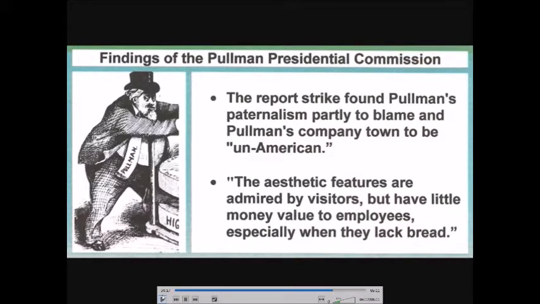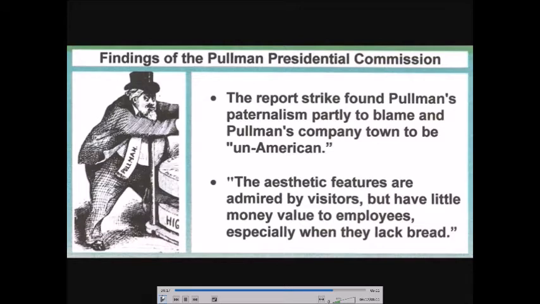Findings of the Pullman Presidential Commission. Okay, this is the negative side of Pullman. The report on the strike found Pullman's paternalism partly to blame and Pullman's company town to be un-American. The aesthetic features are admired by visitors, but have little money value to employees, especially when they lack bread.